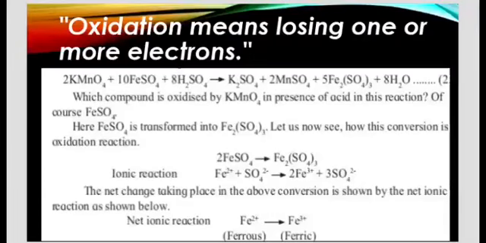See this reaction in which a compound is oxidized by KMnO4 in presence of acid. Here FeSO4 is transformed into Fe2(SO4)3. Let us now see how this conversion is an oxidation reaction. See, the ionic reaction forms Fe2+ and SO4 2-, giving 2 Fe3+ and 3 SO4 2-. The net change taking place in the above conversion is shown by the net ionic reaction. So, this is also an example of oxidation reaction.